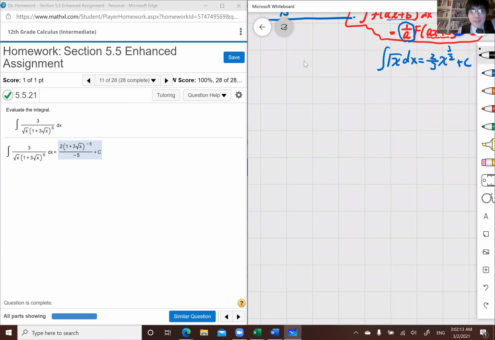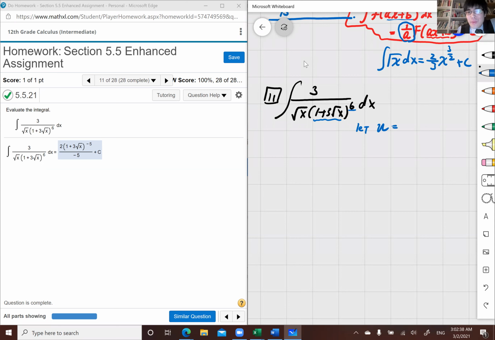Okay, number 11. The integral of 3 over square root of x, times 1 plus 3 square root of x to the power of -6, dx. Now this one is complicated because inside the power of -6, you don't have a linear term. So let's say u is equal to the inside of the power of -6. So let's say u is equal to 1 plus 3 square root of x.